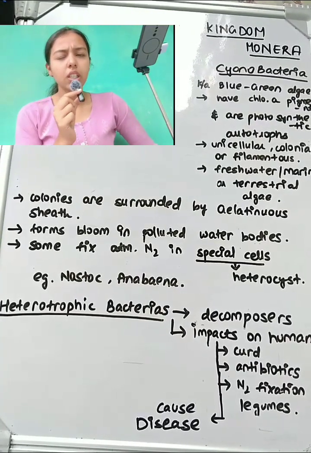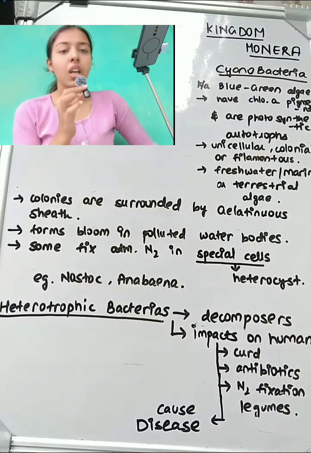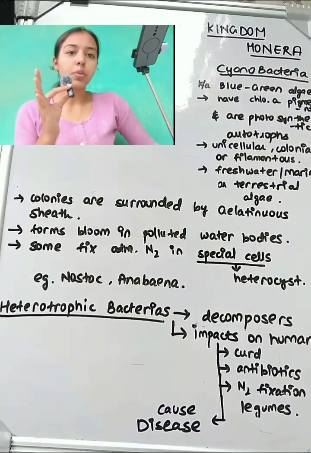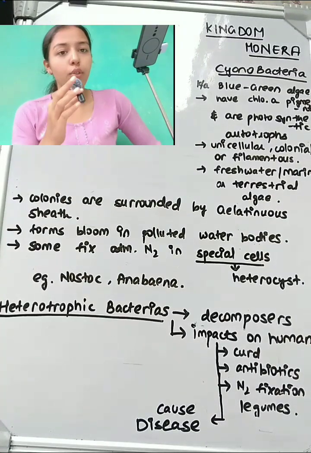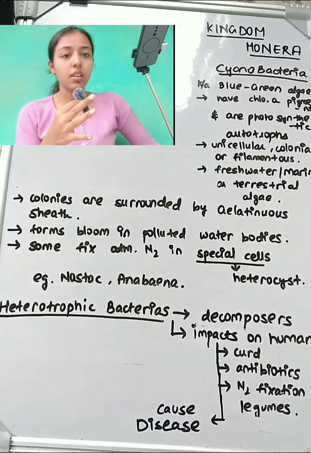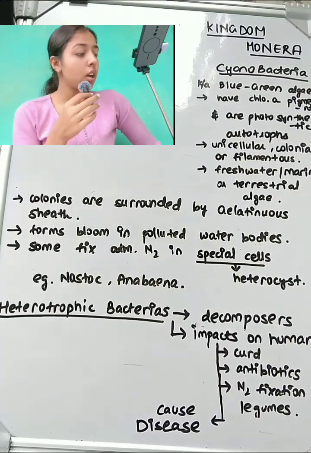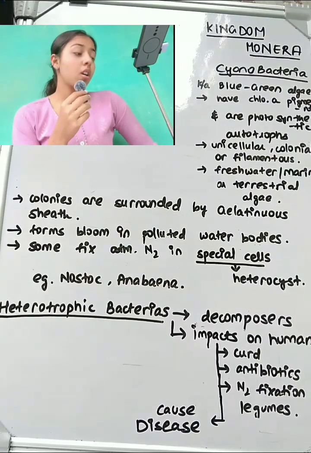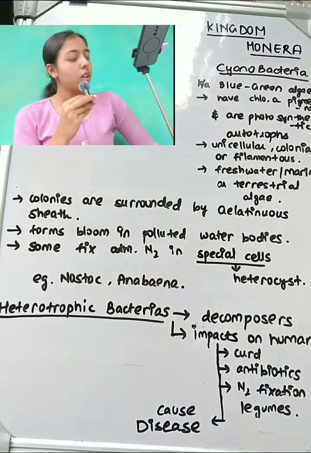For example, bacteria are useful in curd making. You can see Lactobacillus bacteria. You will see these in the chapter on microbes in 12th standard, where you will get a very clear idea of all these impacts of bacteria. Also, they are helpful in making antibiotics and in nitrogen fixation in legumes, for example Rhizobium.